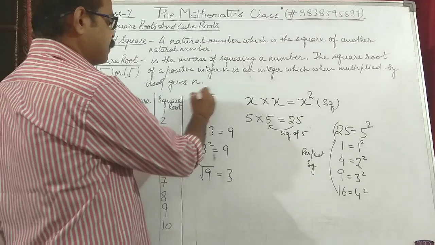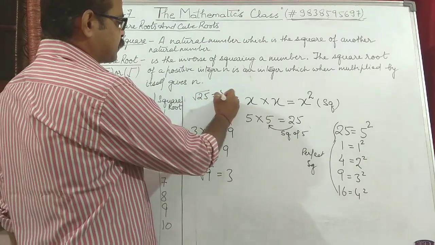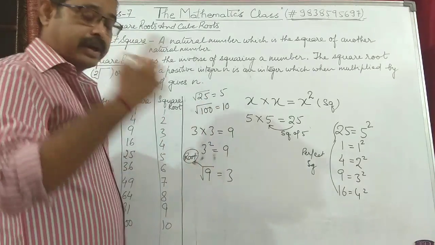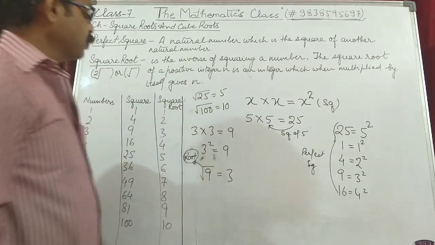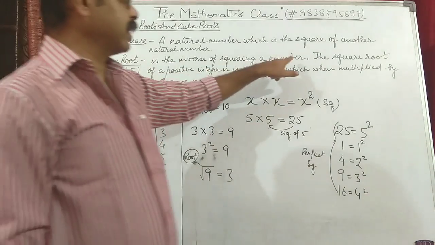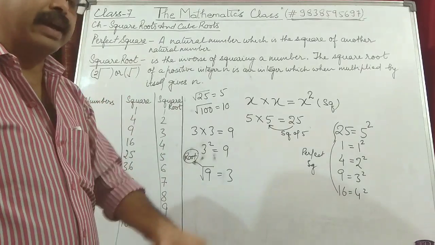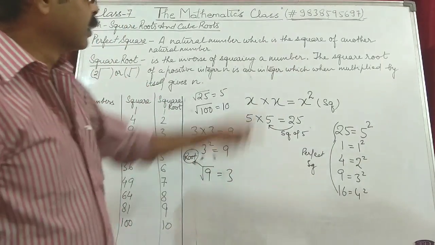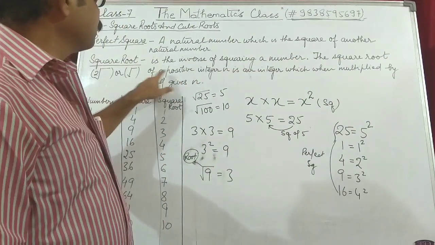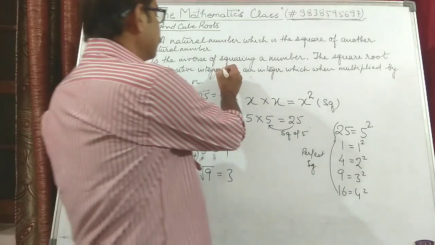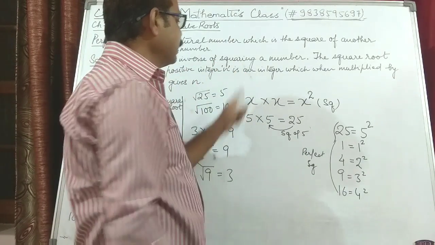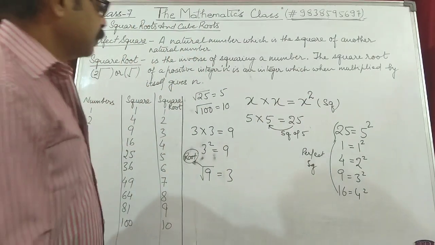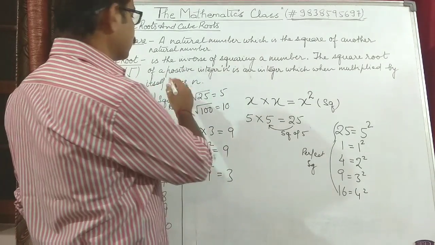Suppose I say root 25. Root 25 is 5. Suppose I say root 100. Root 100 is 10 because 10 into 10 is 100. So what is the square root? First thing, the square root is the inverse of squaring a number. When you take the root, that is the inverse of squaring. The square root of a positive integer n is an integer which when multiplied by itself gives n.